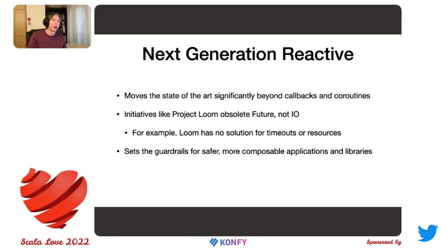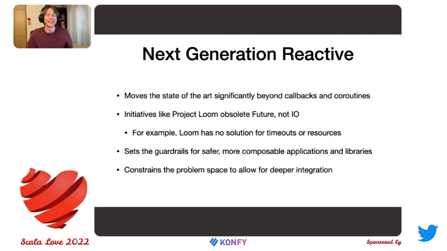Effect systems set the guardrails for safer and more composable applications and libraries, and ultimately they constrain the problem space to allow for deeper integration. Now, this is a funny thing to say, right? Normally when you're talking up a new paradigm, which is what this is, you try to say things like, well, this empowers you to do this, or this opens up this functionality, this allows this that you couldn't do before. And it does. But it does that ironically by locking things down and constraining things. And in the process of constraining things, it opens up more functionality than you probably even considered possible.